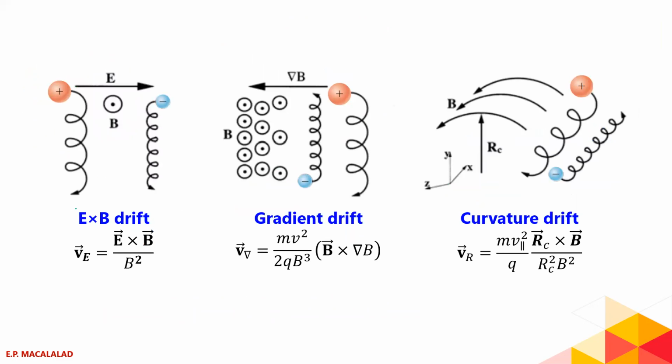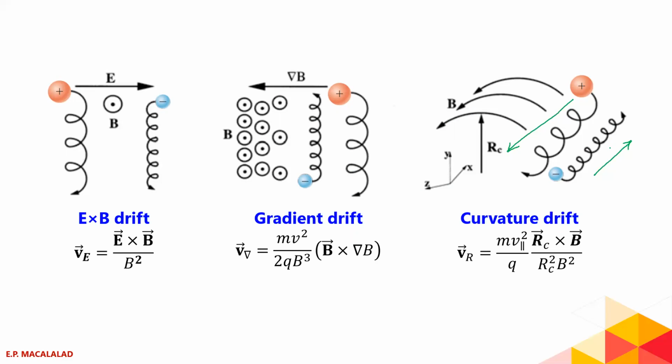Just to summarize, this is your E cross B drift. For an E cross B drift, both electron and ion will move in the same direction with the same drift velocity. For the gradient B drift, charges will move in opposite direction depending on the charge and the direction of the gradient B. The curvature drift, this is the same. The charges will move in opposite direction. If the curving happens like this, so the direction of the magnetic field is like this, the positive ions will move in this direction, the electrons will move in the opposite direction.